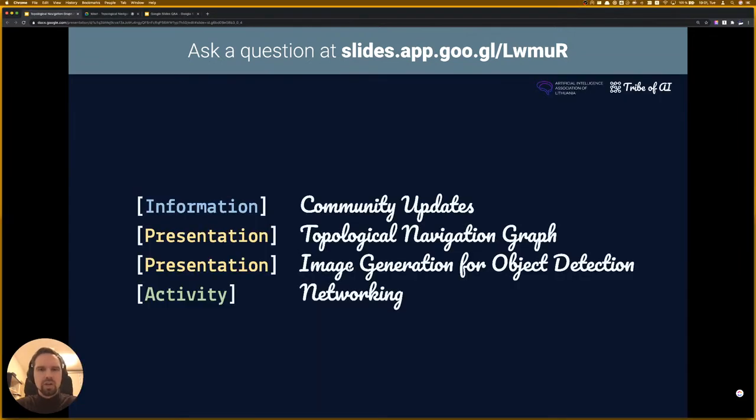So today our agenda is as follows. First we are going to have some community updates. I'm going to tell you about the new developments in the association and in Tribe of AI. Then we are going to have the first presentation, topological navigation graph by Povilas. After that we are going to have a short Q&A session. Then Darius is going to present image generation for object detection, again the Q&A at the end, and finally we are going to have some type of simulated networking in the Q&A channel.